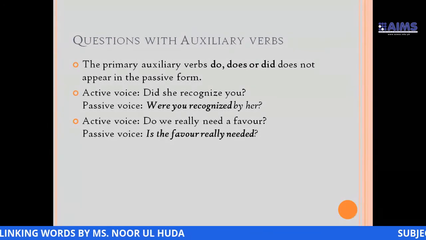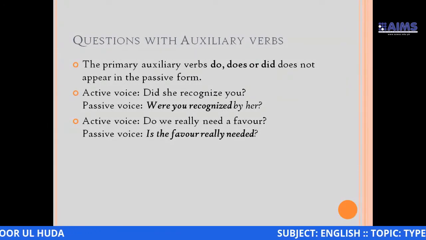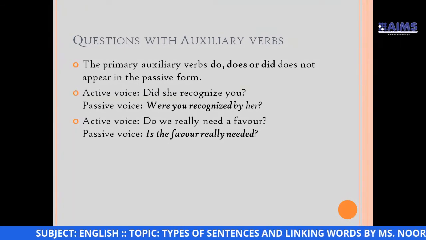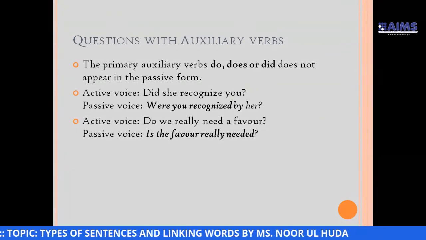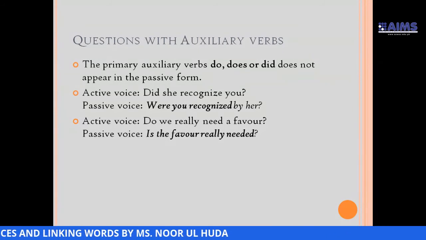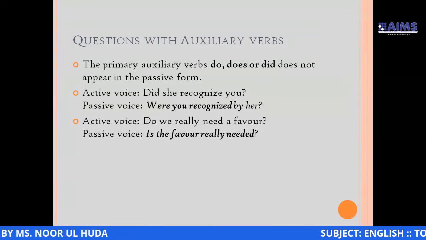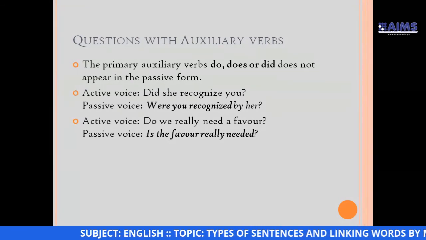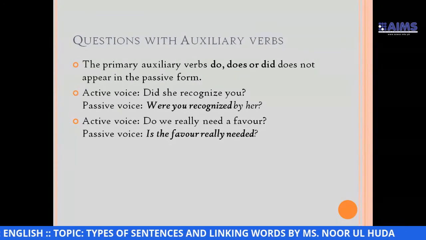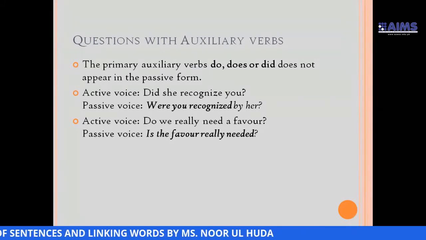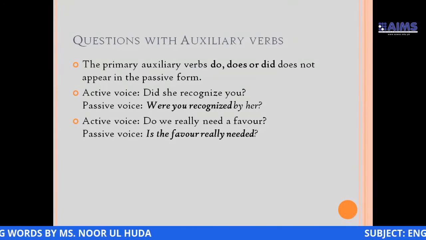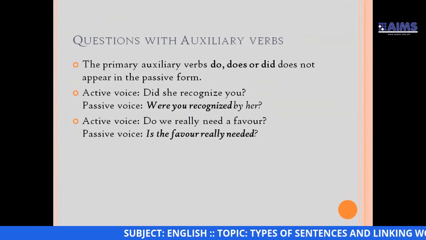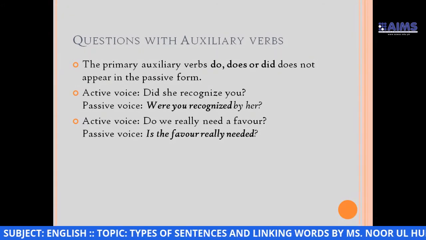Now questions with auxiliary verbs. Let's suppose we have questions in passive structure, like: Are you crazy? Are you mad? Or are you going to have some fun? Are you attending the party? Or sentences like: Do we have to talk about this? And did she ask me about the person? So these are the questions with auxiliary verbs.